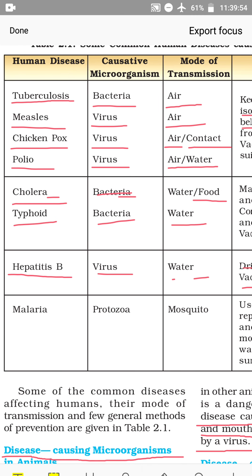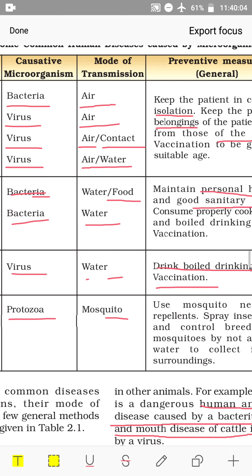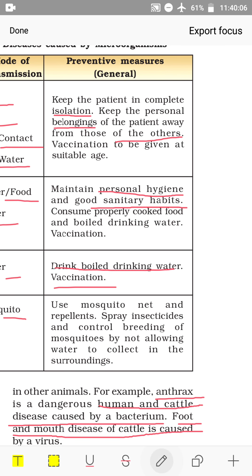And lastly, malaria. Causative microorganism, protozoa, name of the protozoa Plasmodium, and it gets transmitted through mosquito bites. Use mosquito net and repellents, spray insecticides and control breeding of mosquitoes by not allowing water to collect in the surroundings.